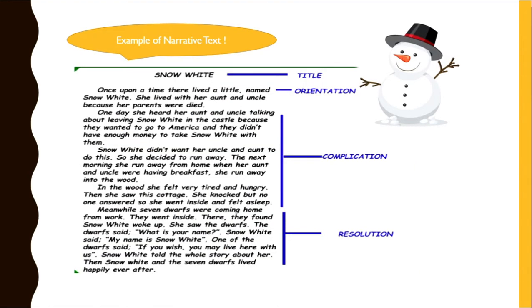Okay friends, so this is the example of narrative text. The first is orientation. In orientation, you can describe the time, and you can also describe the characters here. It can consist of 1 or 2 paragraphs, no problem. So next is complication. In complication, it will start with a problem. It also can be 1 or 2 or 3 paragraphs. That depends on your creation.